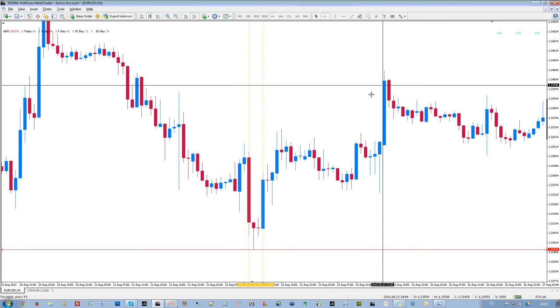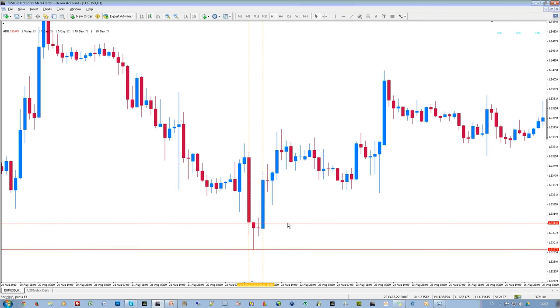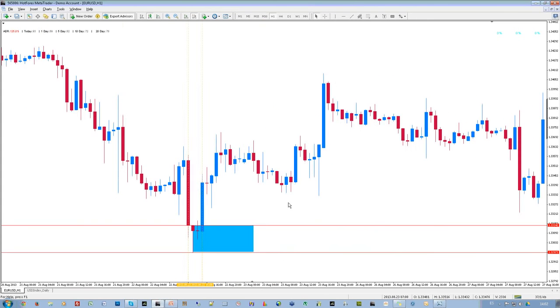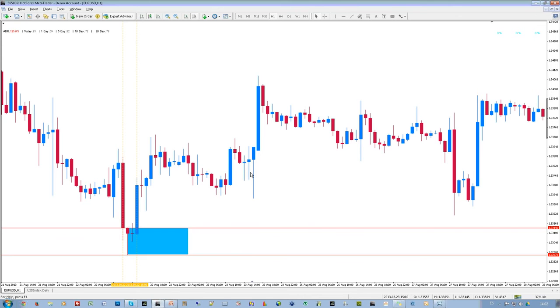We don't draw the levels like this. We have to cover the whole area. For a demand level, the lowest low. For a supply level, the higher high, like here. Okay? And now we detect that these two candles are part of the base according to the rules. So we draw the level like this, the highest open or close of all the basing candles. So this is the area.